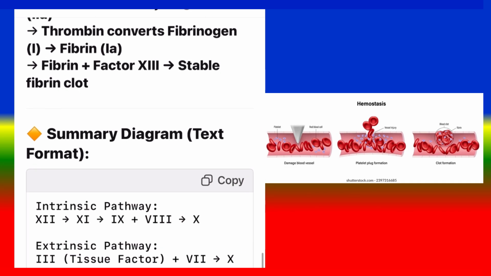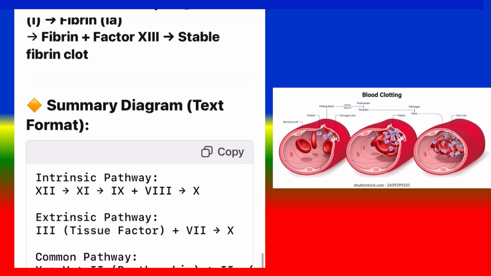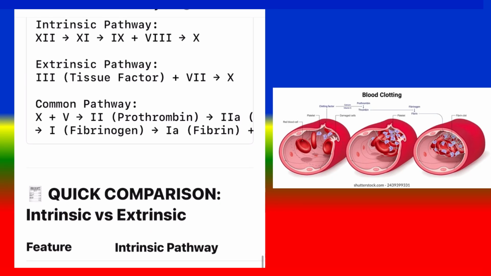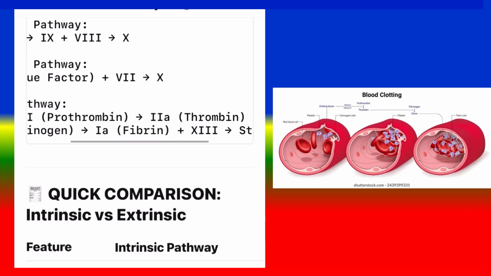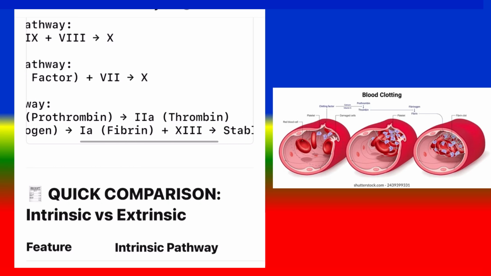Summary diagram, text format. Intrinsic pathway: XII, XI, IX plus VIII, X. Extrinsic pathway: III tissue factor plus VII, X. Common pathway: X plus V, prothrombin II, thrombin IIa, I fibrinogen, Ia fibrin, plus XIII, stable clot.